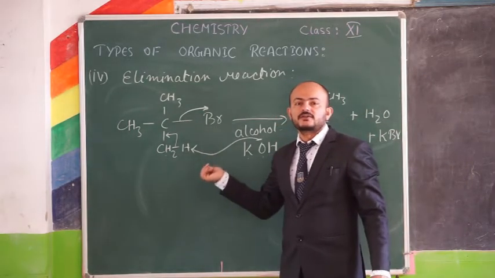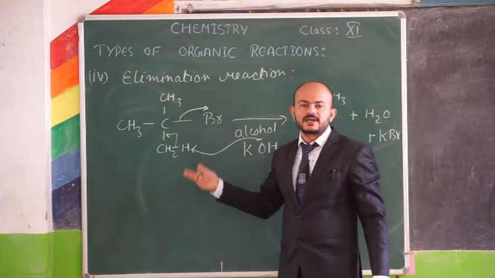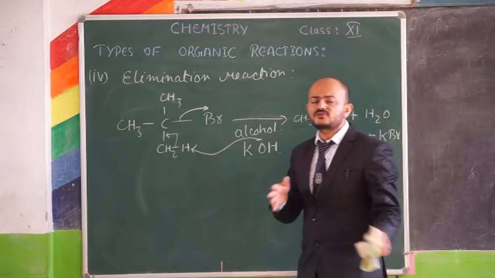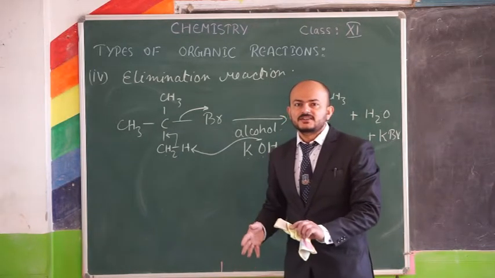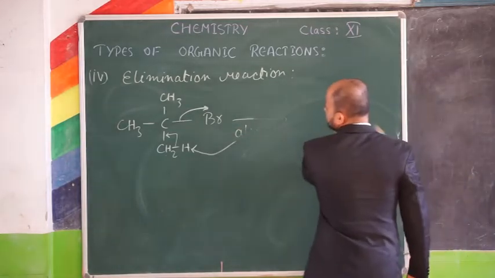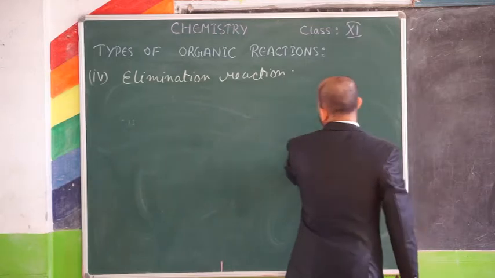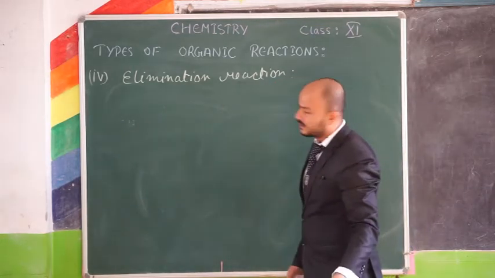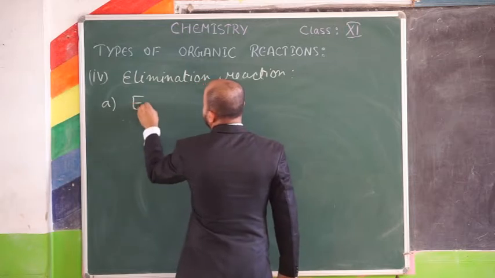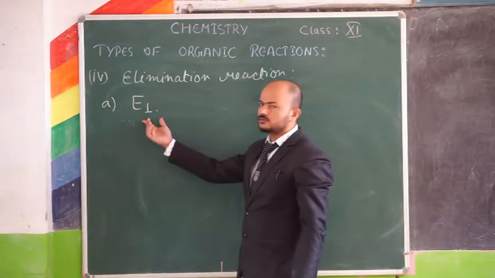Here also, like in substitution reaction where you had SN1 and SN2, you will be having E1 and E2. Let's discuss that. It is almost similar, but here elimination takes place. That's it. So elimination reactions are of two types: E1 and E2. Number one is E1, elimination unimolecular reaction.